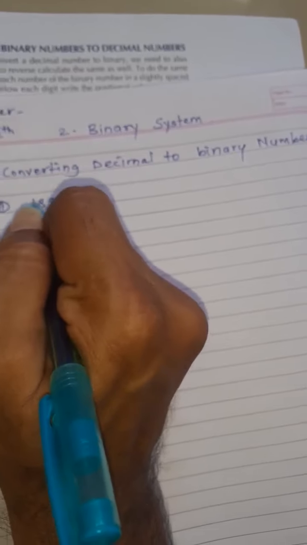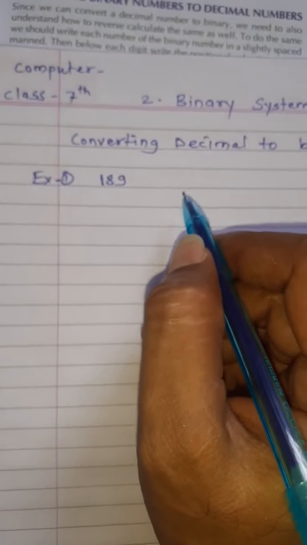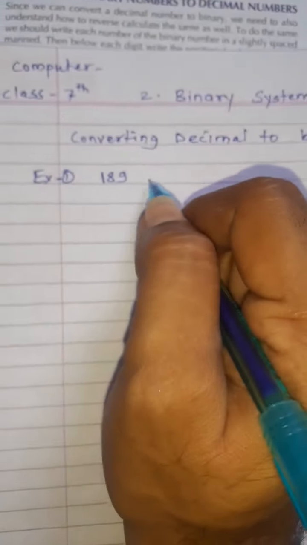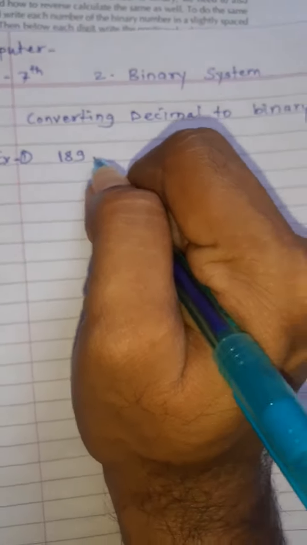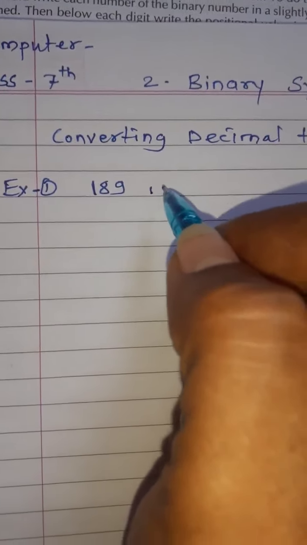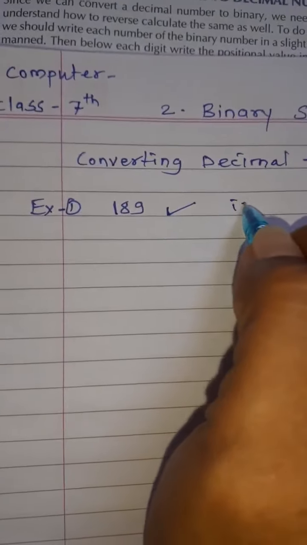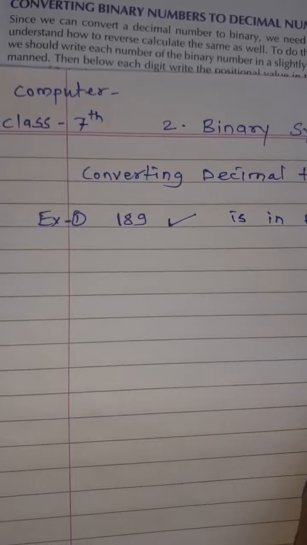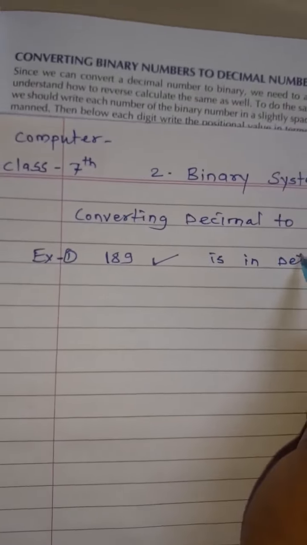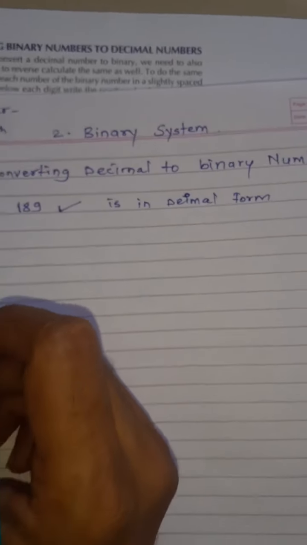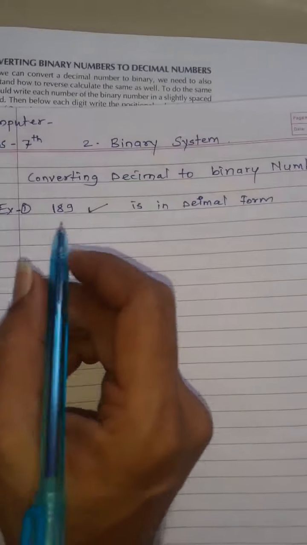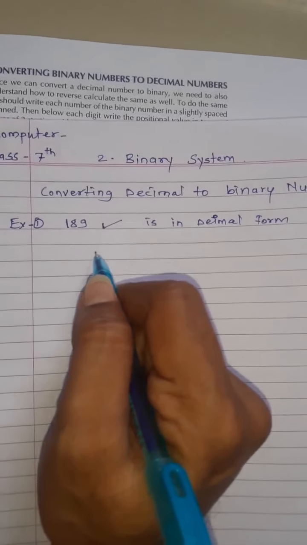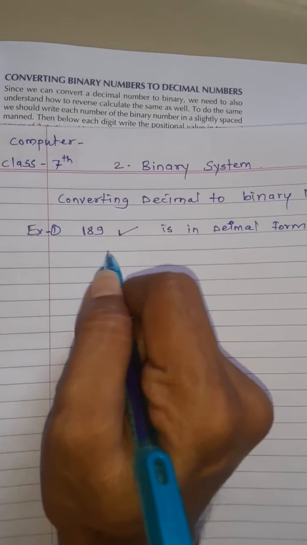189. This is the number. We have to convert this number to binary number system. This number is in decimal form. Now we have to convert it into the binary number system. See how it can be converted.